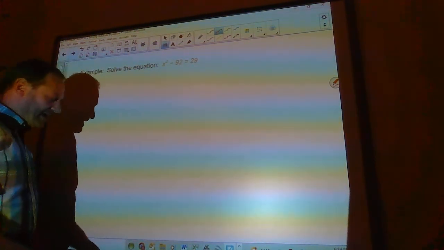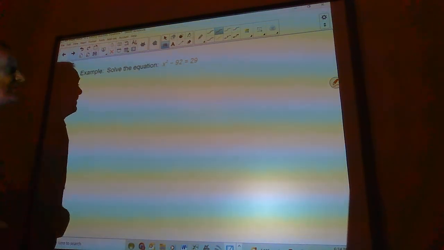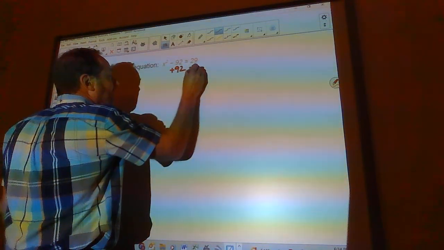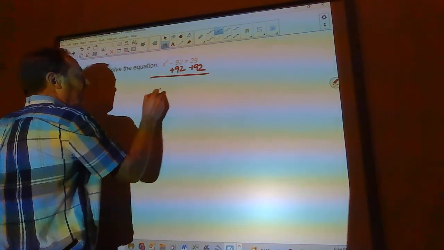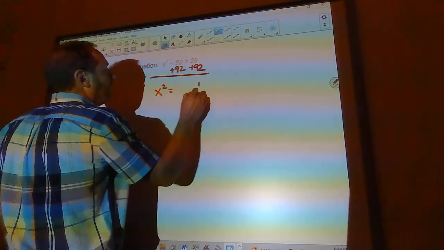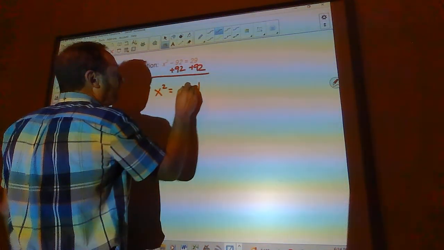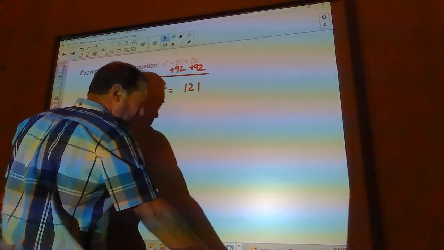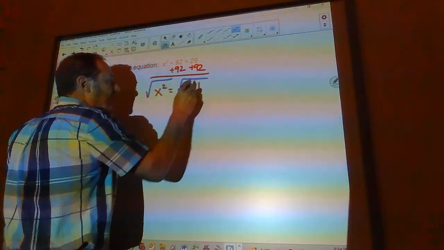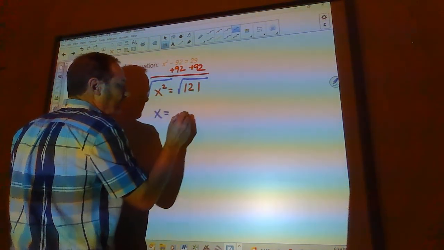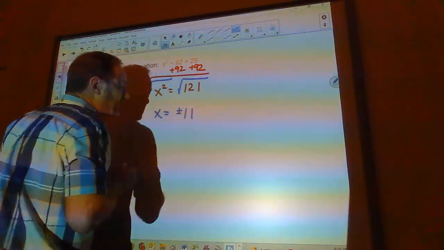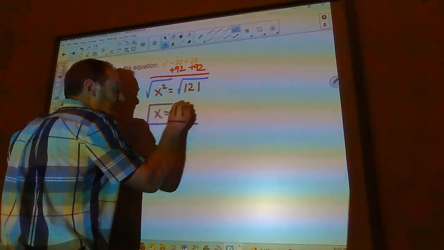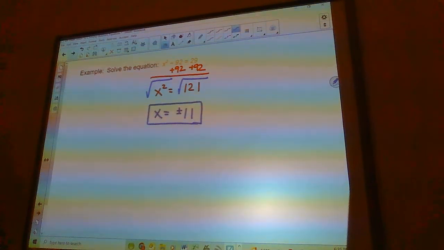Let's solve this equation here. x squared minus 92 is 29. We just treat this like any other equation. We're going to add 92 to both sides. So we get x squared equals 121. Now I'm going to square root both sides of this equation, and I get x equals the square root of 121, which is 11, and it's plus or minus because negative 11 squared is 121, and so is positive 11 squared. So I got two answers, plus or minus 11.